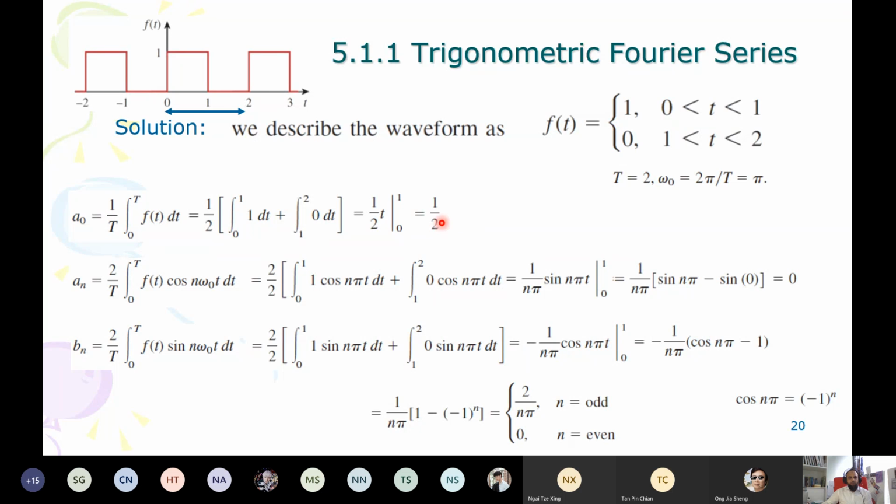We see this 1 upon 2 is the average of this wave, and we can see that this is true also. Half of the time is 1 and the remaining time is 0, so between 1 and 0. That's why we get 1 upon 2 as the average value.